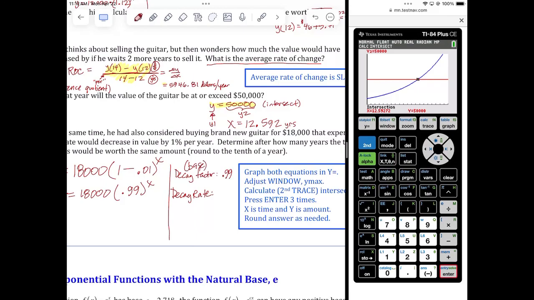The growth factor is the base. The decay factor is the base. We multiply by another 0.99, 0.99, 0.99 every year. That's how much we retain. If we retain 99%, we lose 1%, which brings me to the decay rate. What's the decay rate? 1%, or if we list it as a decimal, 0.01. They mean the same thing.